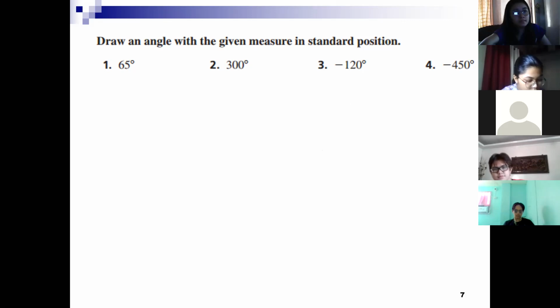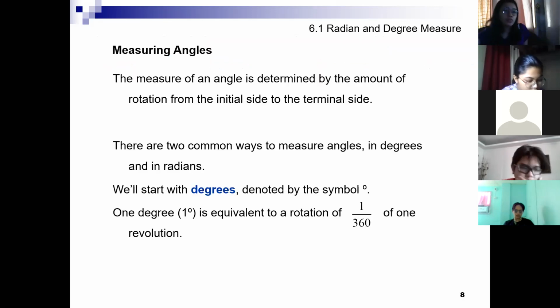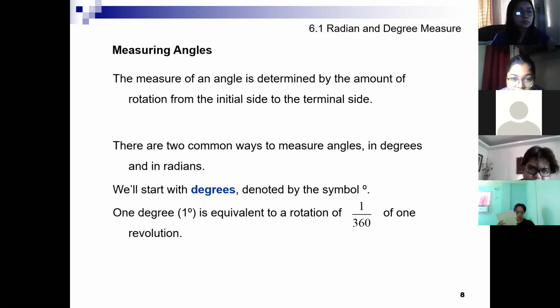So to measure an angle, class, we will measure it in degree measure, as it is noted by the degree symbol, which is like a zero on top. And one complete revolution is 360 degrees, which means that 1 degree is 1 over 360th of one complete revolution. And this is now the basis of how we're going to draw the radian measure.